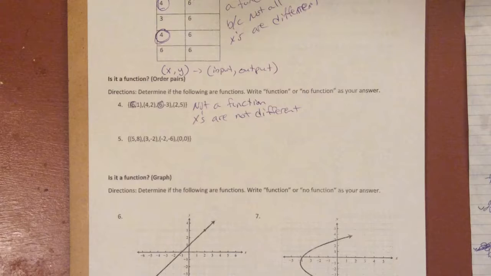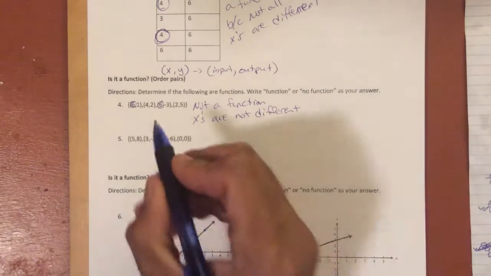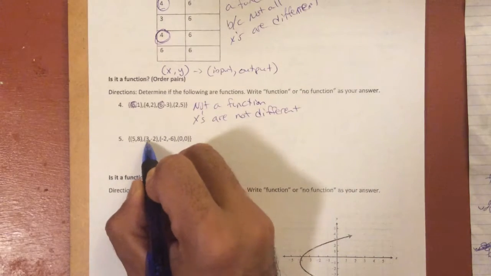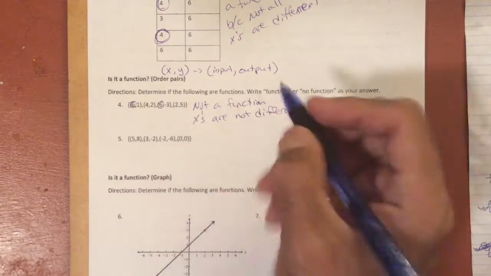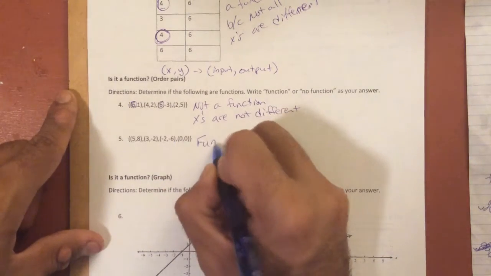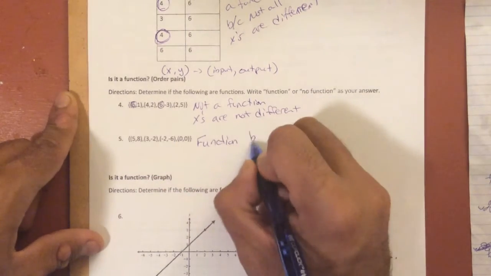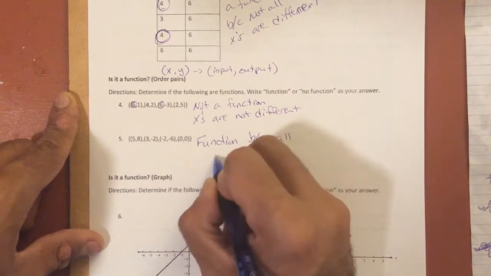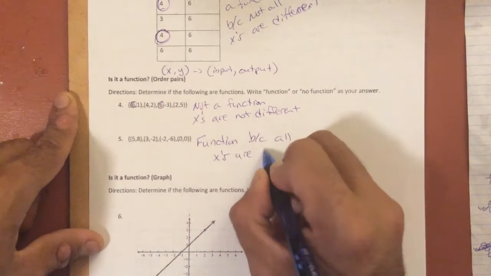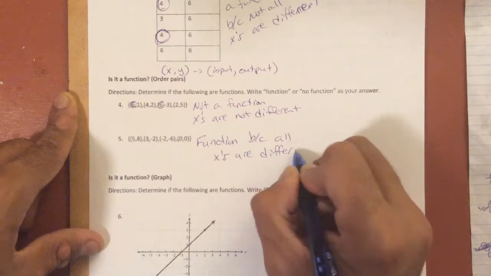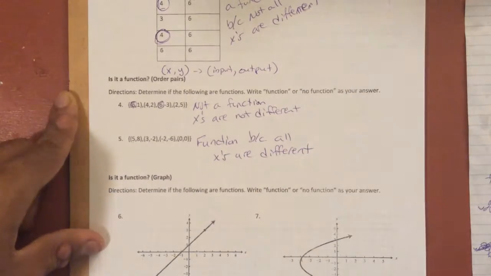Okay? Now the next order pair. 5, 3, -2, 0. This is a function because all x's are different. Okay?